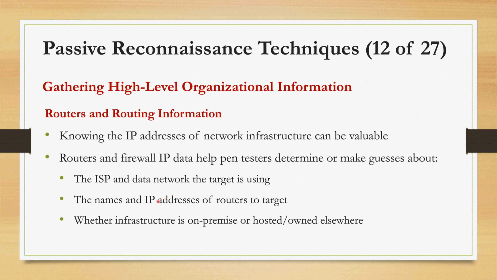limitations or characteristics. Now, when it comes to router names and IP addresses, identifying them can provide penetration testers with specific targets for further investigation. For example, if there's banner information, if you try to probe the routers, it may reveal the manufacturer, model, or even firmware version. Now, there's another thing here: whether the infrastructure is on premises or hosted elsewhere.